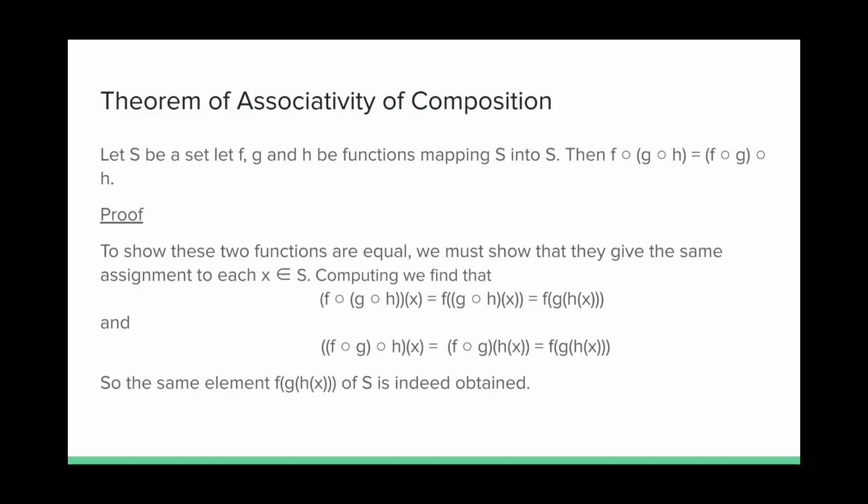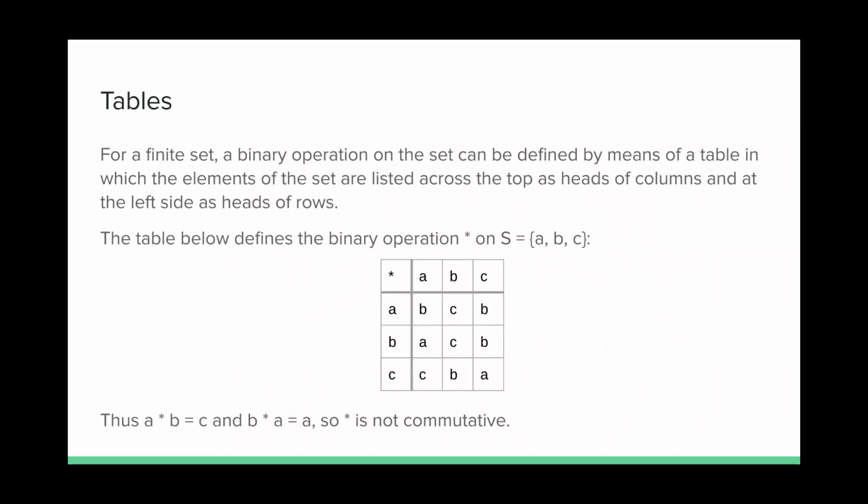A theorem on associativity of composition. We know what composition is with two functions or three functions. So let S be a set, and let f, g, and h be functions mapping S to S. Then f composed with (g composed with h) is equal to (f composed with g) composed with h. The proof here is, as you can see on screen, I'm not going to read it all out, but essentially it breaks it down into little segments. If you want to pause and have a read, that is the whole proof. It's quite short, but it does prove it because you do end up getting the same element in the end, f(g(h(x))), which is in S, which is proven.